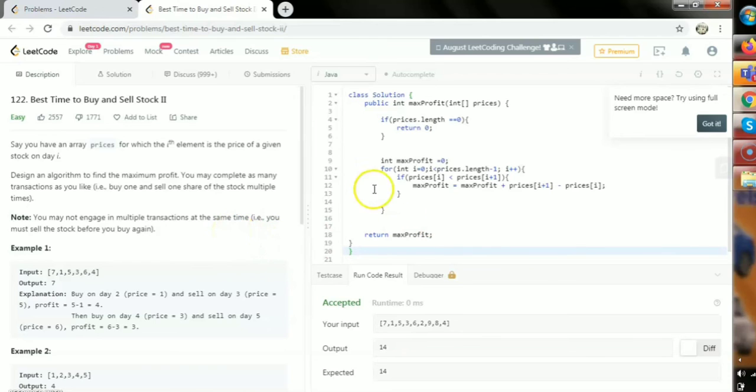You can see the complexity of this problem. If prices dot length is of size n, then the time complexity is big O of n. So this is the solution of this problem.